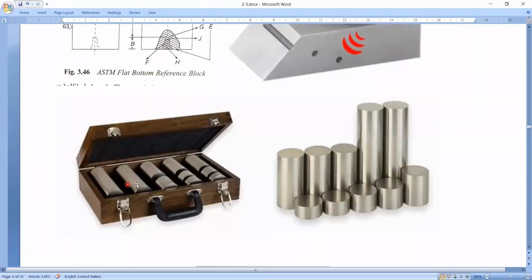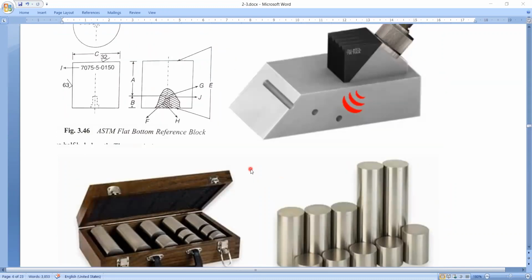These are the ASTM blocks for testing ultrasonic equipment for various amplitudes and various dimension thicknesses. These are the standard blocks. Now we are using these blocks to test, and based on the results, we can assess the equipment.